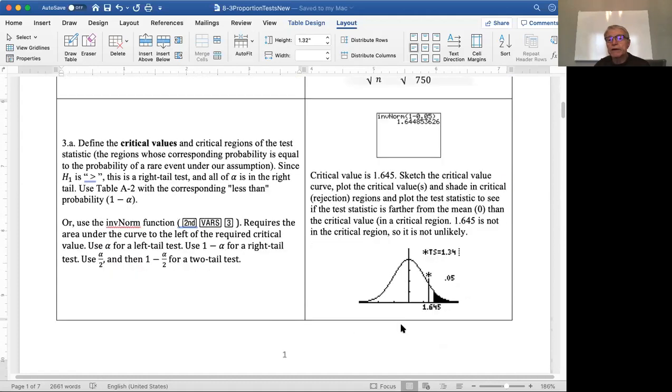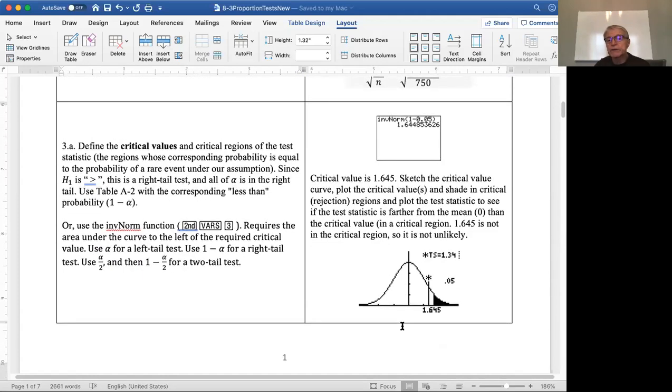Okay, what we're going to do here is there is a calculator function that will help us find critical values, and it's called the inverse norm function. You can find it by hitting the second key, the vars key, and then the number 3. And then it's going to ask us for a probability. The one thing that you're going to put in there is the less than probability, the area to the left of the given critical value that you're looking for. And it's going to be based upon what the significance level is, alpha.